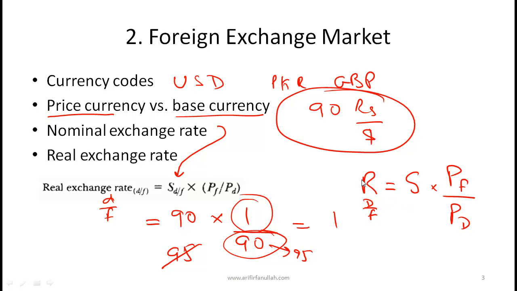So notice one thing: domestic over foreign. If the real rate is domestic divided by foreign, that means the foreign currency is the base. Then for the spot rate also, the foreign currency is the base. But for the price level, the numerator is the foreign currency, which in our example is the base currency, and the denominator is the domestic currency, which in our example is the price currency.